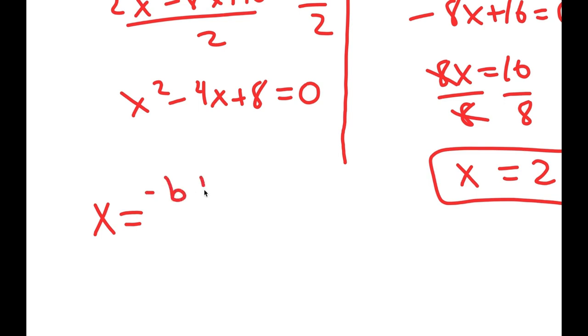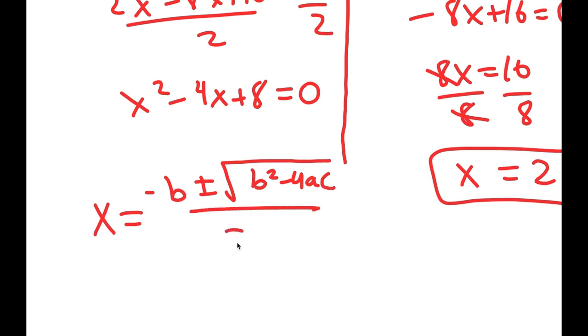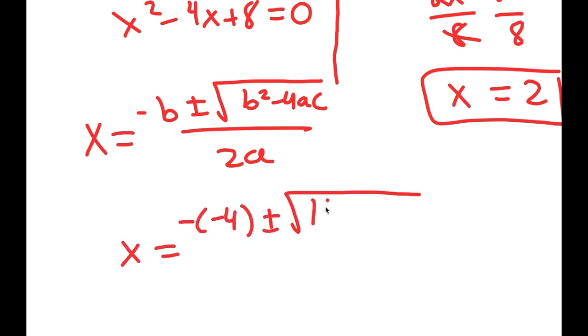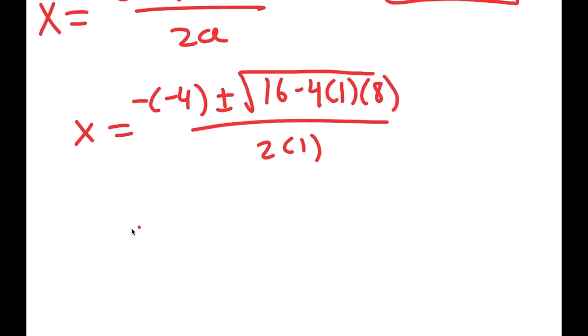I'm going to use the quadratic formula, which is x = (-b ± the square root of b^2 - 4ac) all over 2a. So I get x = (4 ± the square root of (-4)^2, which is 16, minus 4 times 1 times 8) all over 2 times 1.